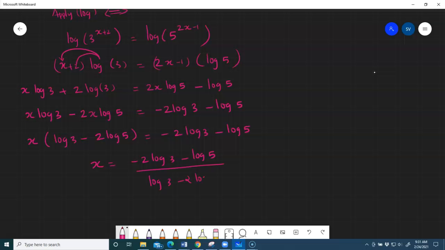minus 2 log 5. So this is actually the solution, and if you need the approximation you can plug this in the calculator and figure it out. So that will give you an approximate value. I believe the approximate value in calculator comes around approximately 1.79.